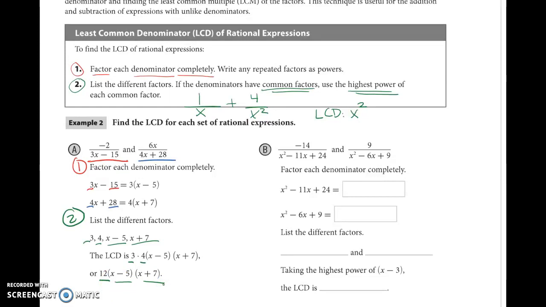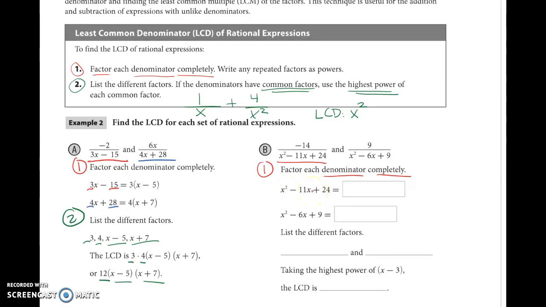So now let's see if we can use these same steps to help us do part B. Step 1, factor each denominator completely. So our first denominator here, we're going to go ahead and factor. And the first thing I checked for is, is there a common factor? Is there a number or a variable that goes into each of these terms?